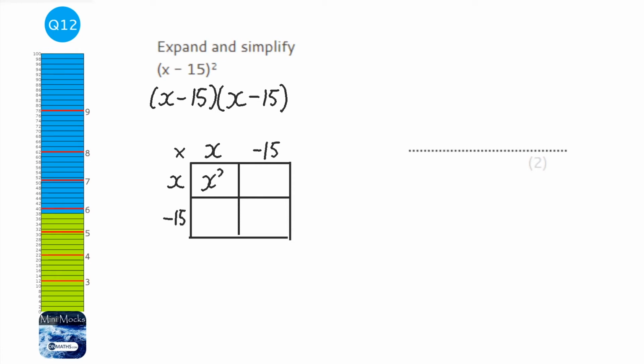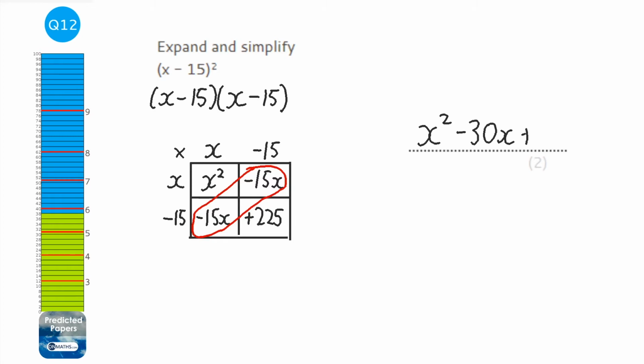And we're timesing, so x times x is x squared, x times minus 15 is minus 15x, x times minus 15 is minus 15x, and then minus 15 times minus 15 is plus 225. Okay, then these two here will add together. So when we write our answer, it's x squared minus 30x plus 225.